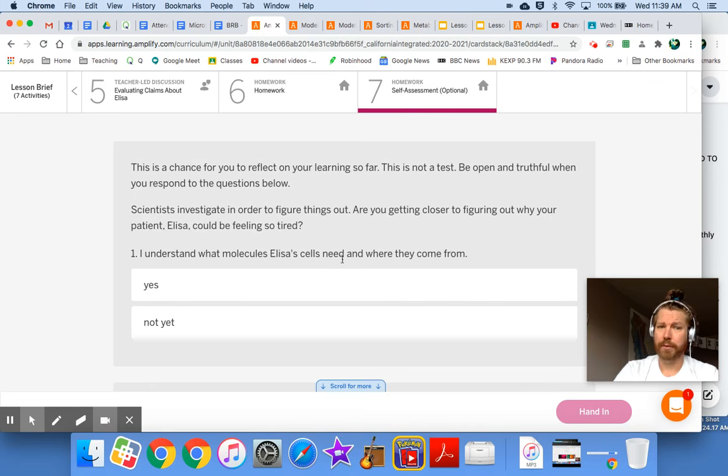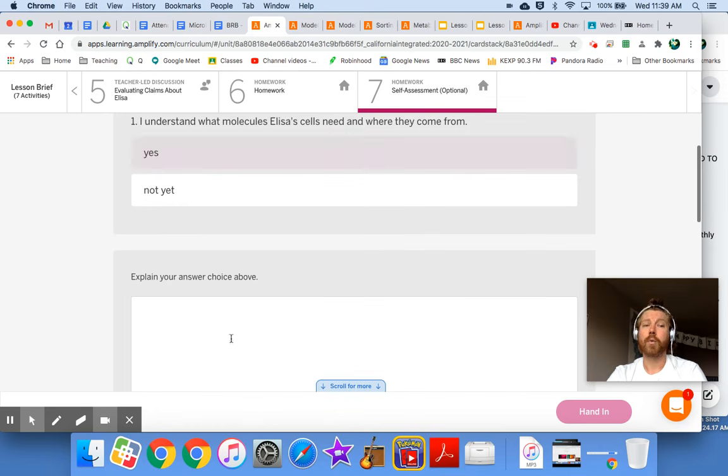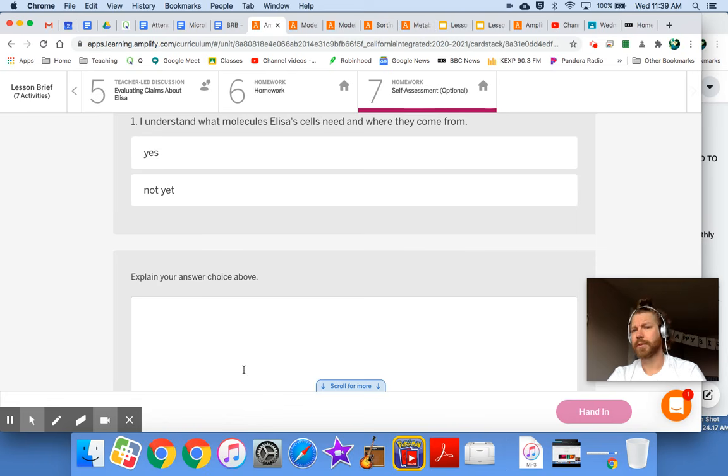I understand what molecules Elisa's cells need and where they come from. I don't understand that yet. Well, maybe you understand something about molecules. Maybe you understand something about cells. Write that down here, okay? Don't just put we haven't learned that yet, all right? Try to come up with something that you do know that you can write down here, all right?